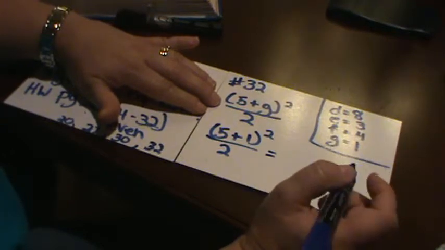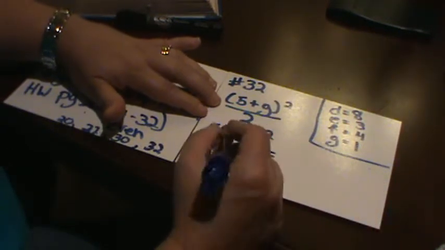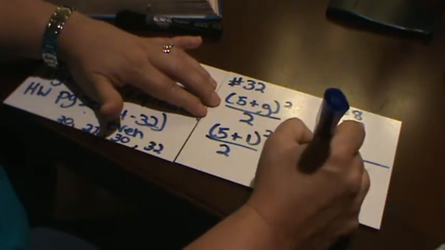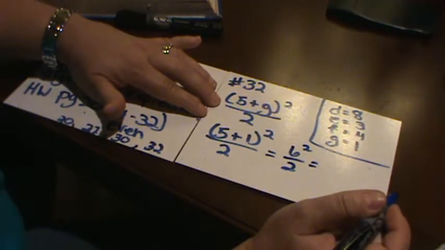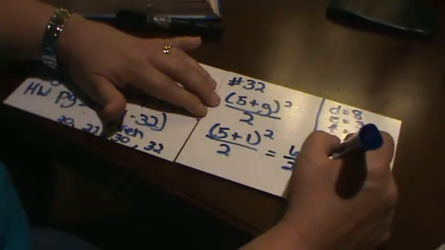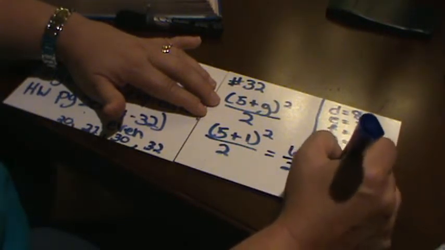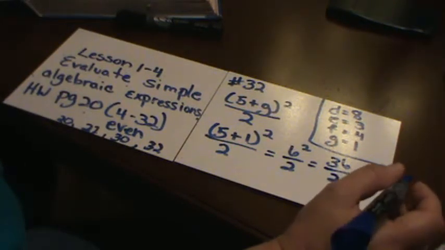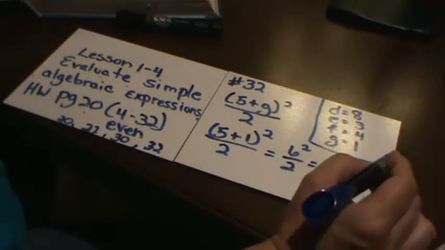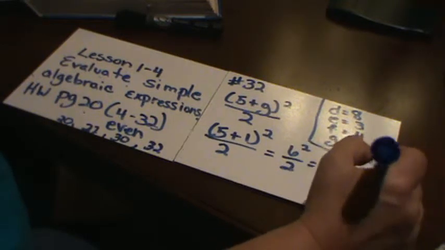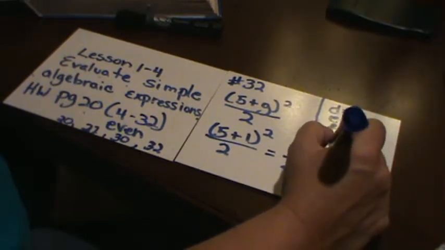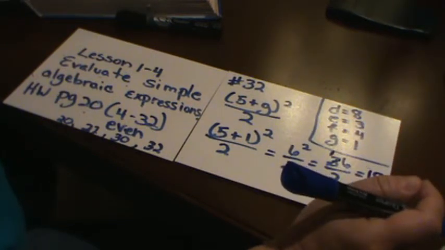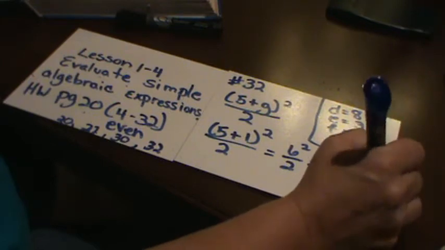I have to do everything in parentheses first. So 5 plus 1 is 6, and I get 6 squared over 2. Then I do my exponents. 6 squared is 36. And then I would solve the fraction. And in this case, like always, the fraction bar means to divide. 2 goes into 3 one time. 2 goes into 16 8 times. And my answer is 18.